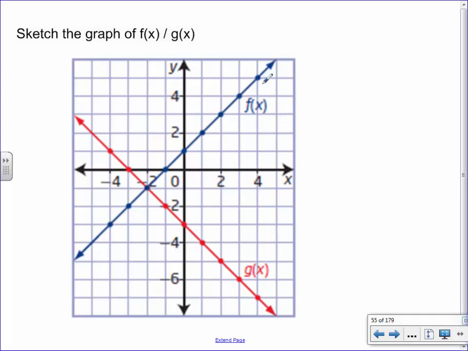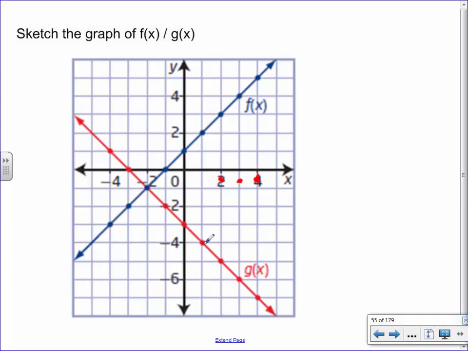So we've got 5 divided by negative 7, which is negative 5 over 7. We've got 4 divided by negative 6, which is somewhere around here too. I've got 3 divided by negative 5.